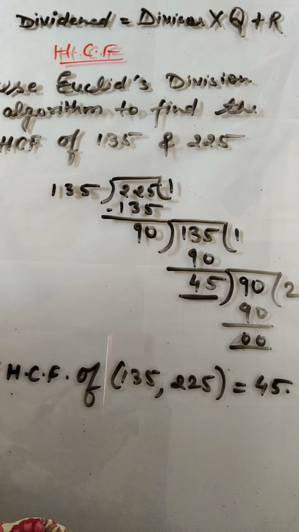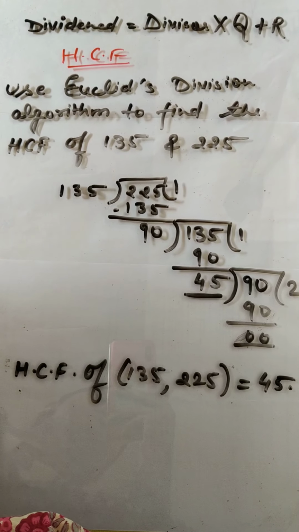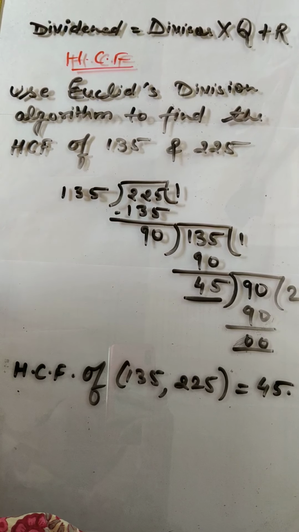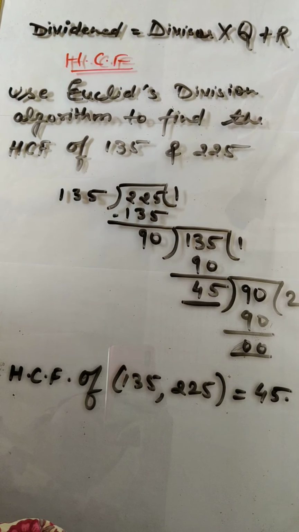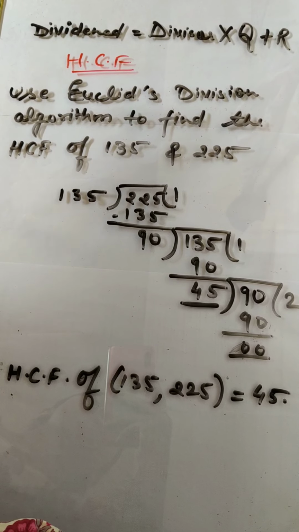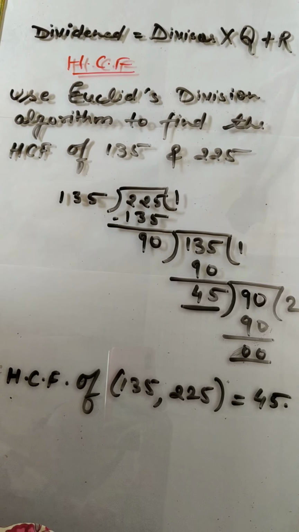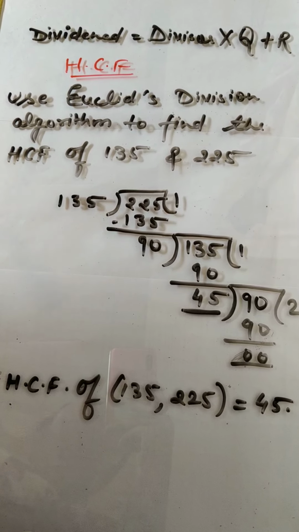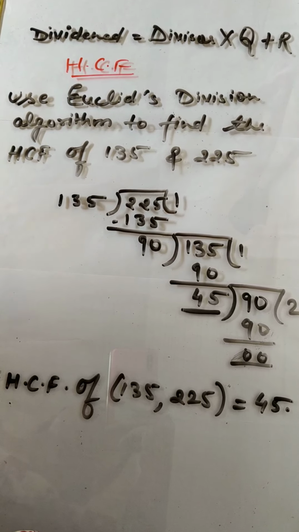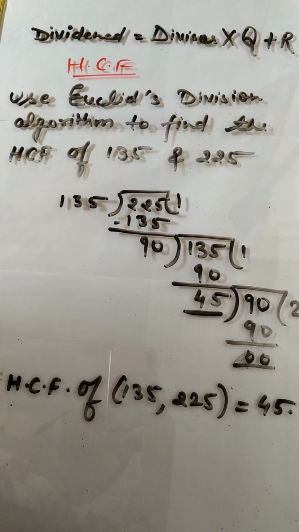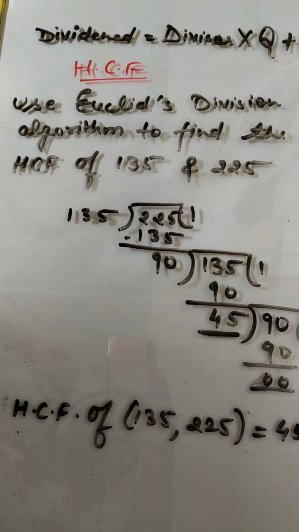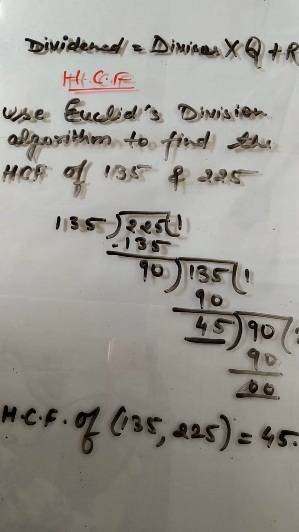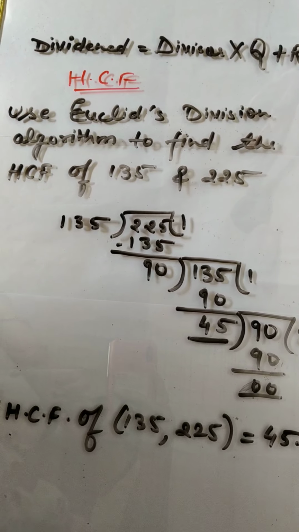So in this manner we can find the HCF of two positive integers by using Euclid's division algorithm. We can also use prime factorization, but here we can't use it because the question clearly asks to use Euclid's division. So we have to do the procedure like this. In this manner we can find the HCF of two positive integers, two numbers.